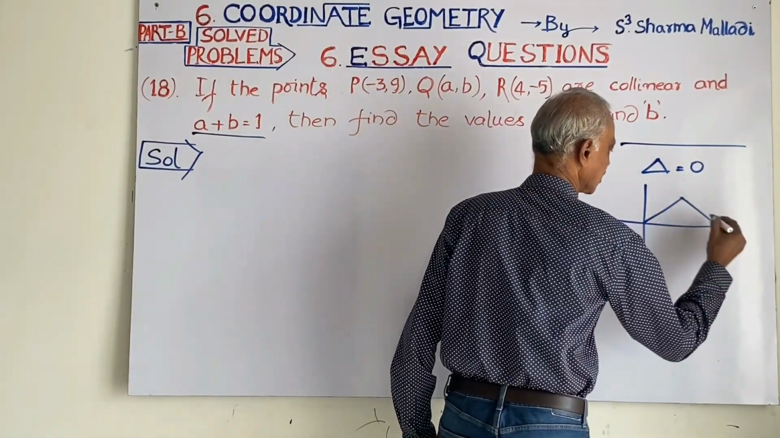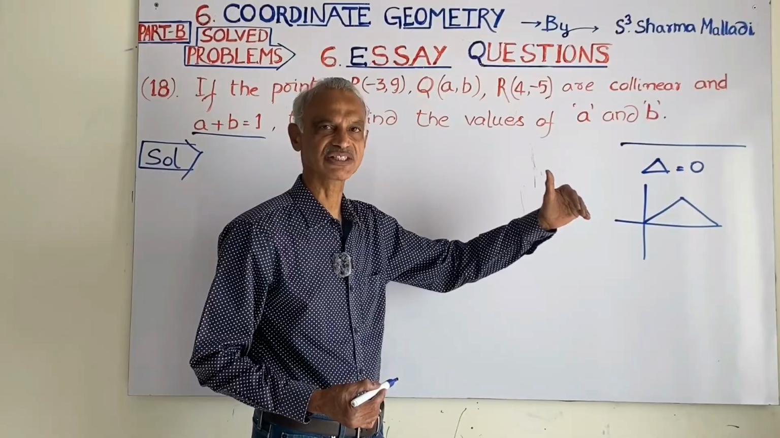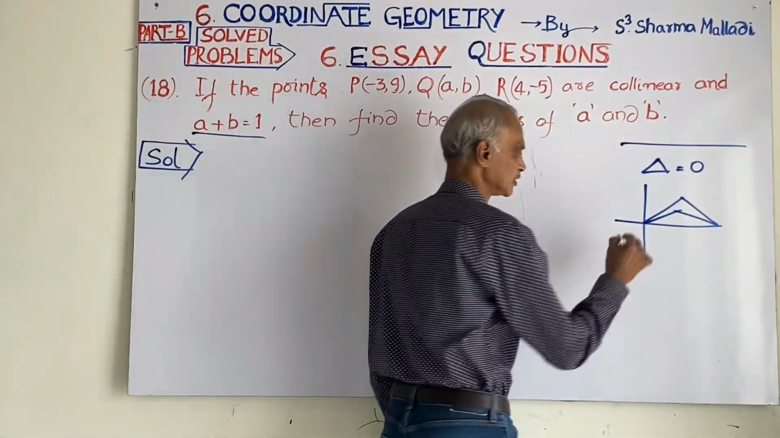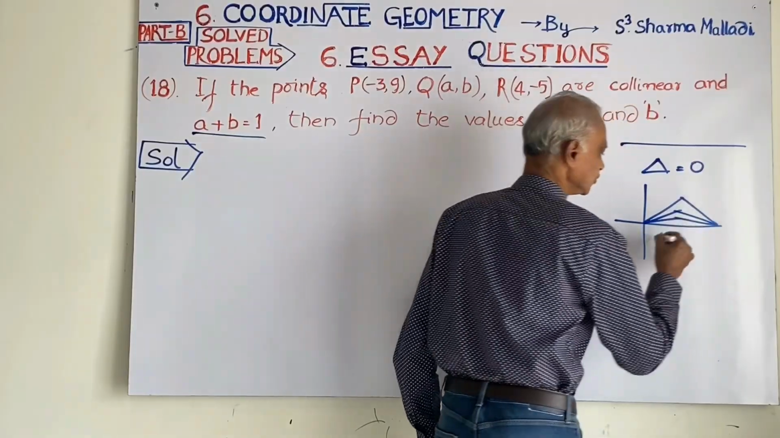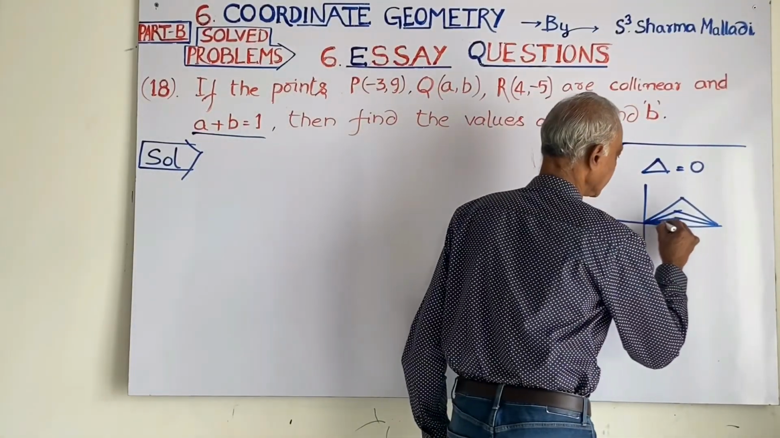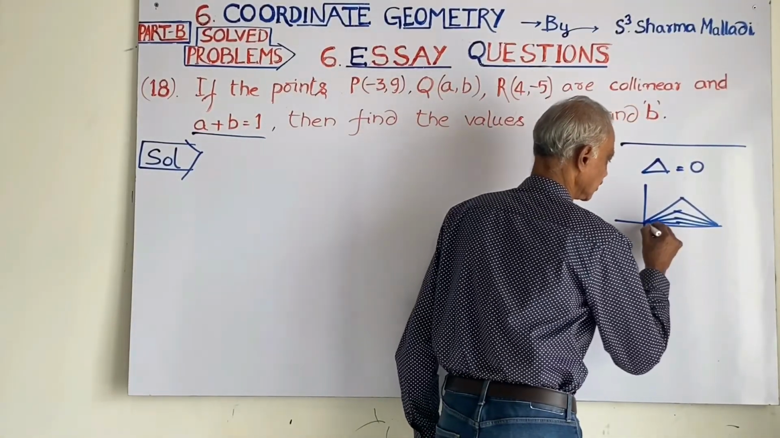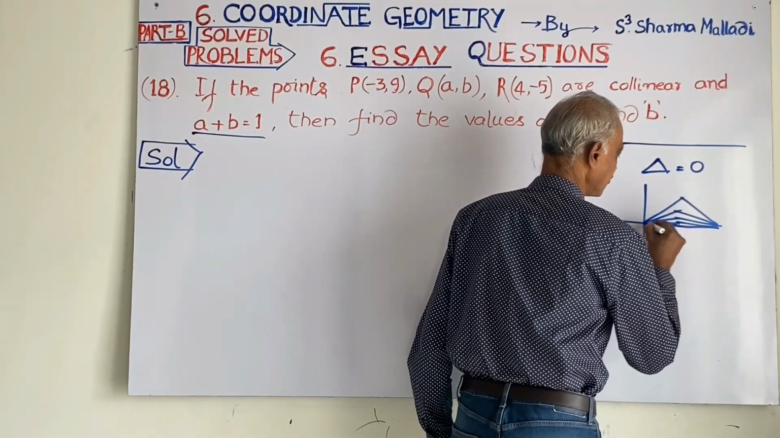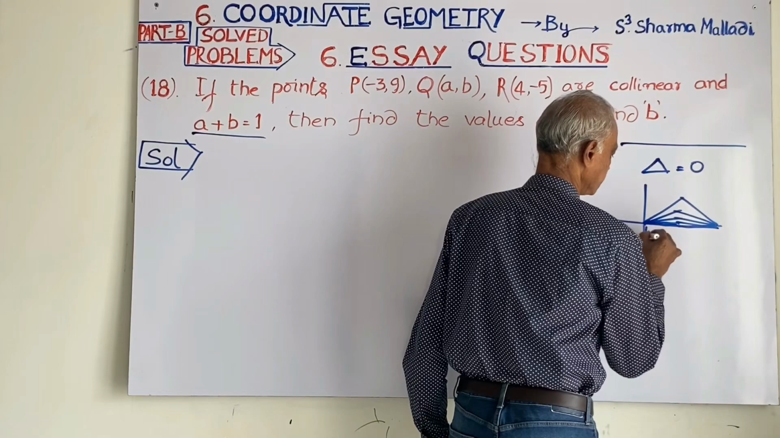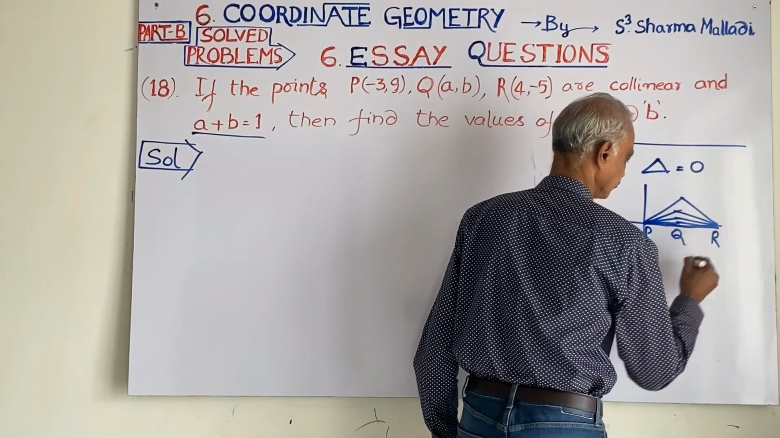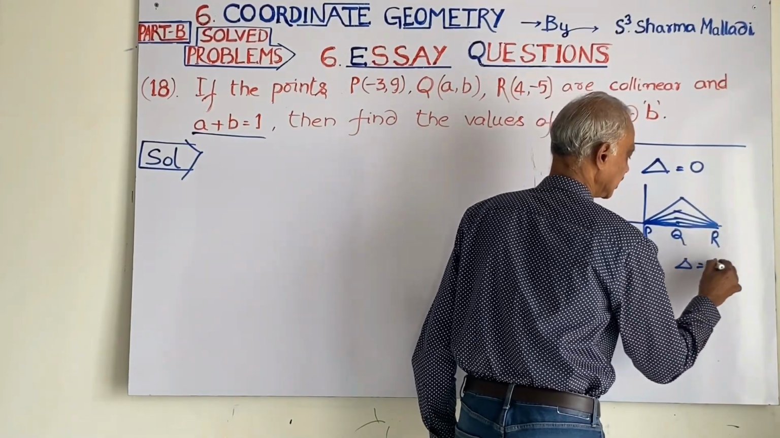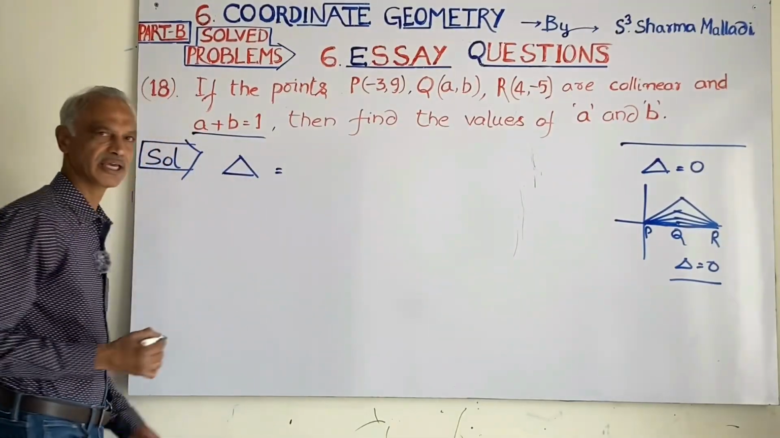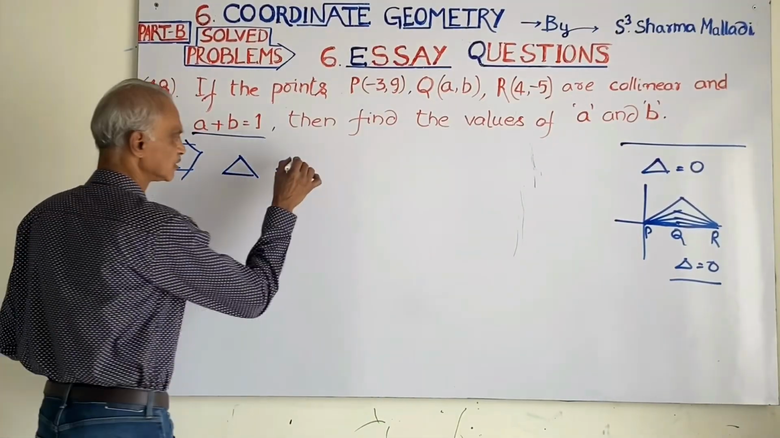See, the area of the triangle, you say 5 square units. If you take this one, 3 square units. If you take this one, 2 square units. If you take this, 1 square unit. If you take this one, the area formed by PQR will be 0. Delta is equal to 0. The area of PQR is 0.